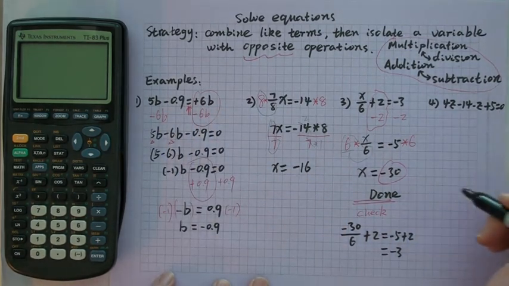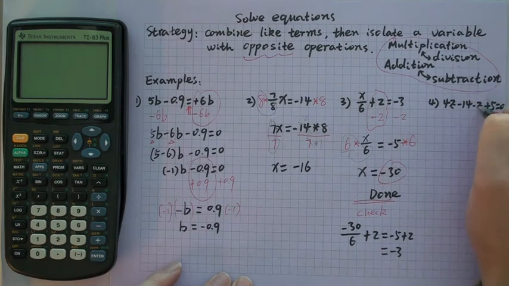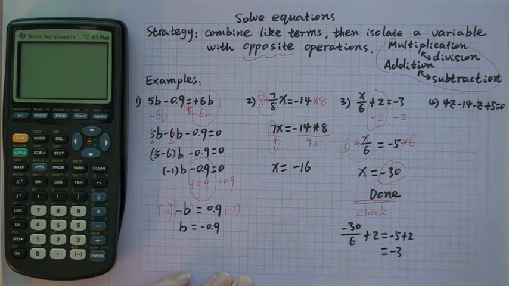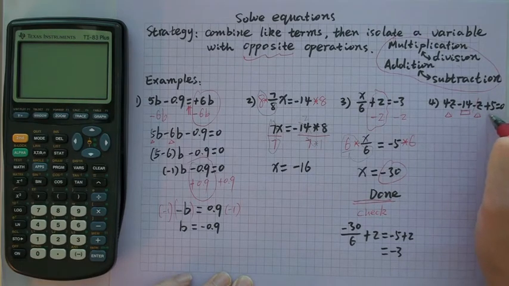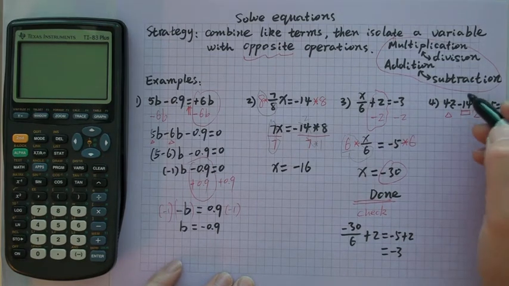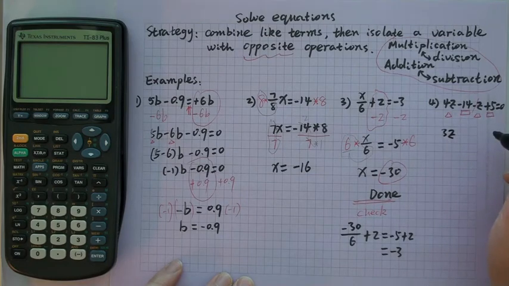Now, let's look at the last one. Negative z is actually negative 1 times z. Those two are like terms. And down here, negative 14 and positive 5 are like terms. You have to combine first. 4 minus 1 is 3z. And then negative 14 plus 5 is negative 9.